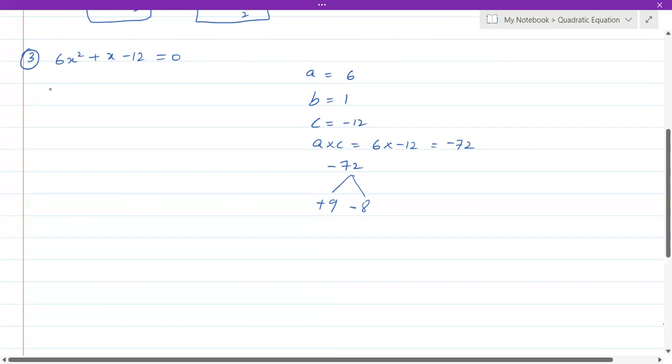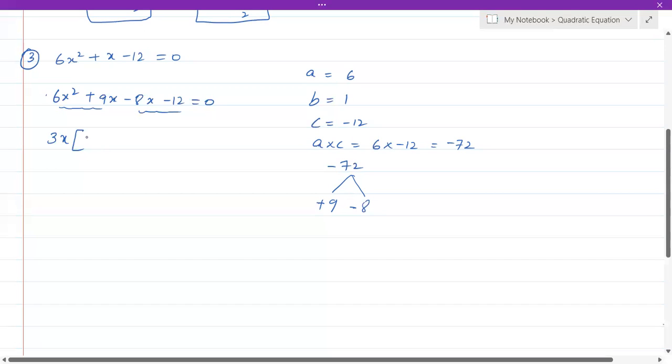Okay. Therefore, 6x square, instead of plus x, we have to take the two numbers, that is 9x and minus 8x, minus 12 equal to 0. Take common between the first two and the next two. What is common? Which is the number that divides both 6 and 9? It is 3. Between x square and x, x is common.